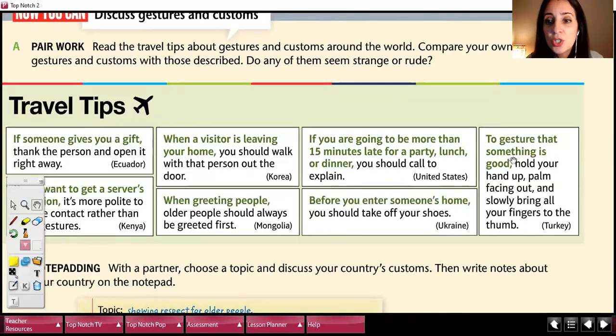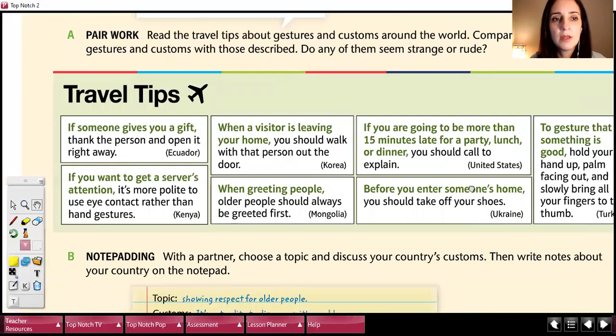All right. To gesture that something is good, hold your hand up, palm facing out, and slowly bring your fingers to the thumb. Well, this is in Turkey. This is a custom. Okay. Hold your hand up, palm facing out, and slowly bring your fingers to the thumb. Okay, so it means something is good. All right, so these are customs.